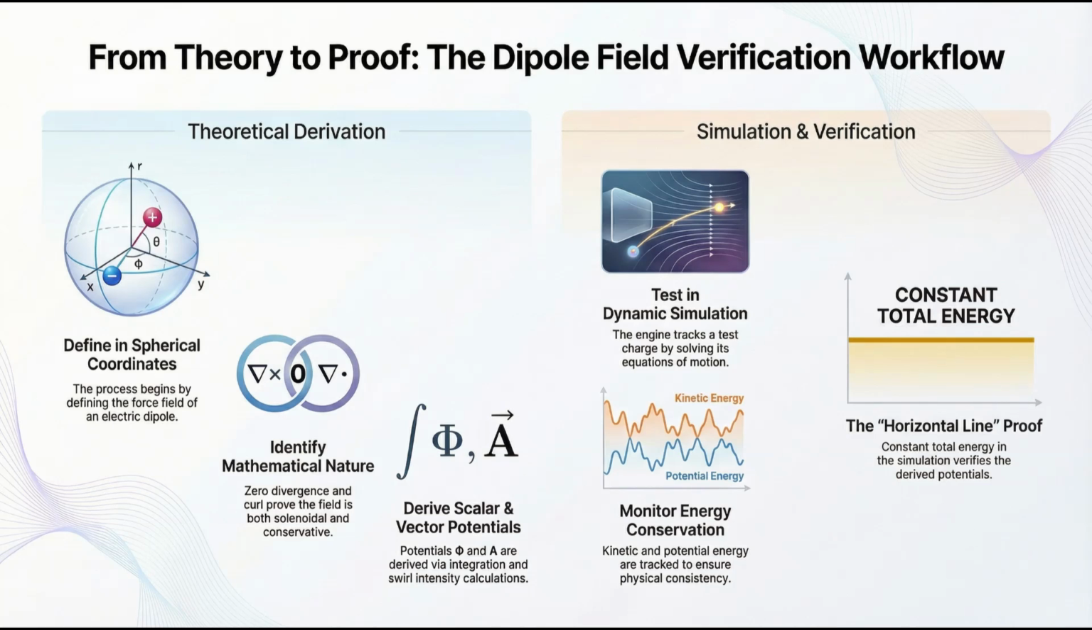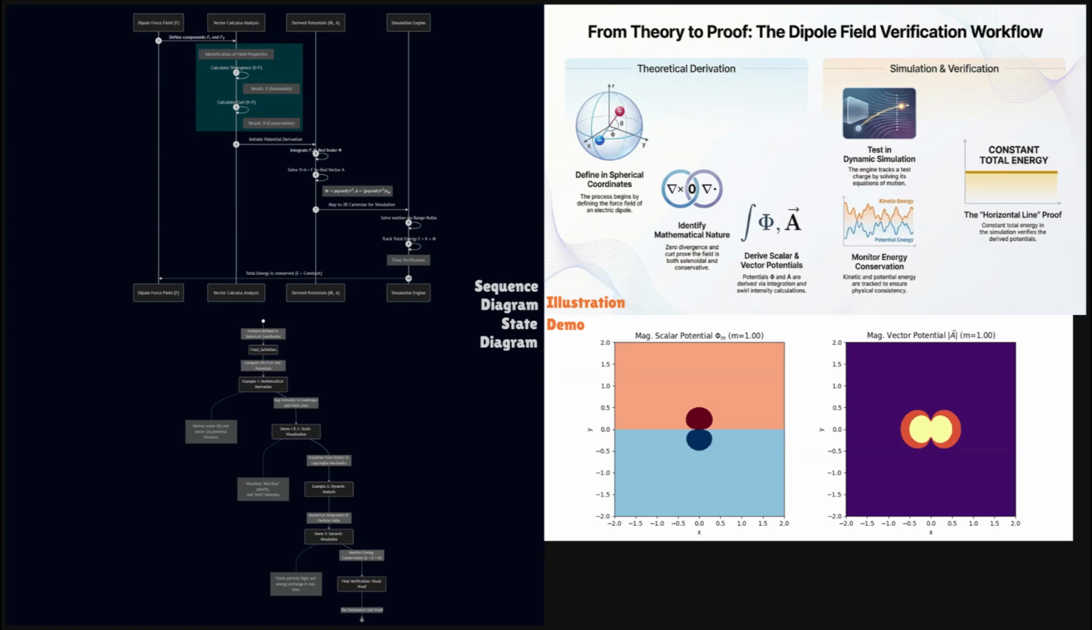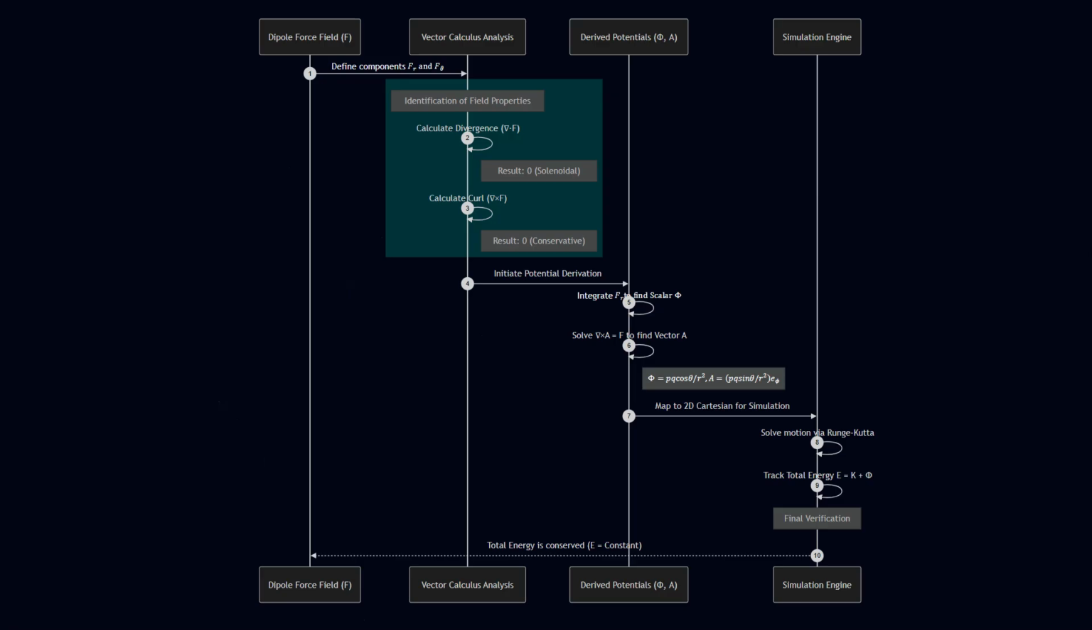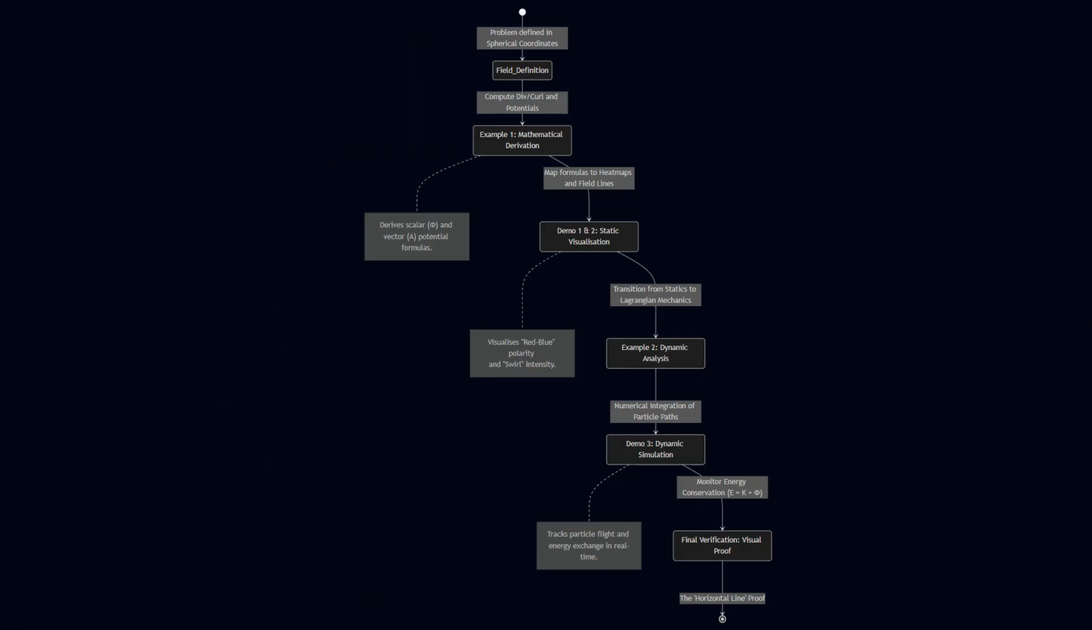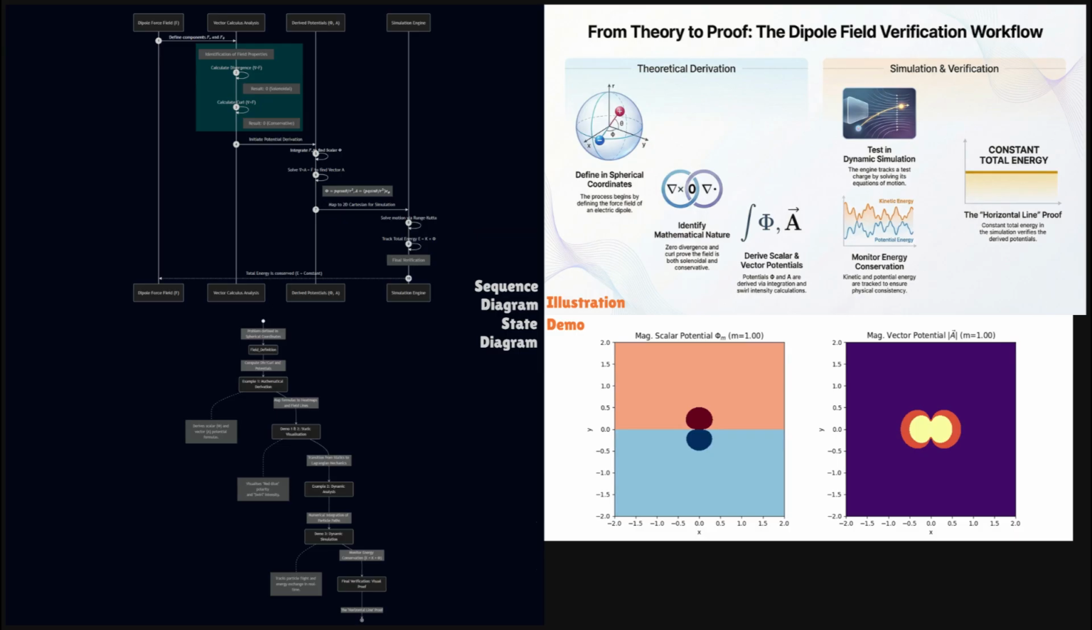All three sources converge at the final stage of verification. The derivation sheet provides the formulas, the sequence diagram outlines the testing process, and the state diagram represents the final stage of understanding. The ultimate relationship is seen in the simulation. The horizontal line of total energy serves as the numerical proof that the derivation sheet was correct, the sequence was logical, and the states of visualization are physically sound.